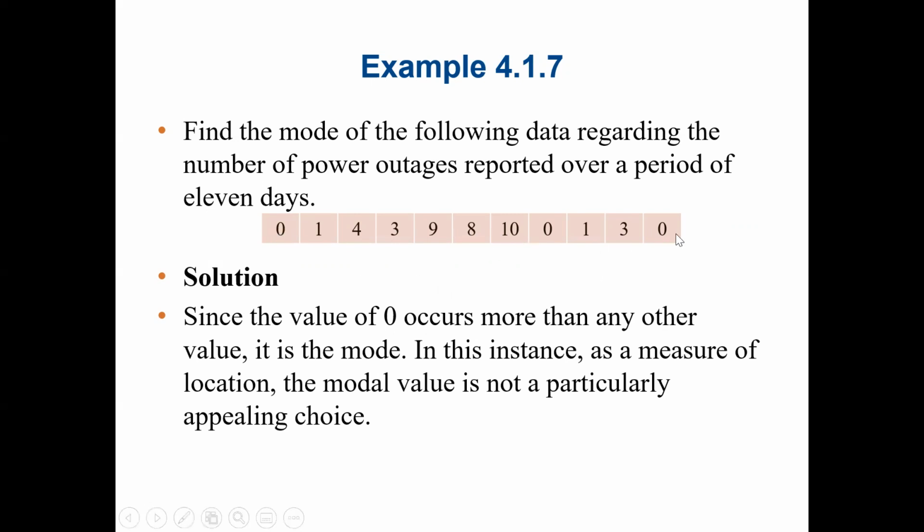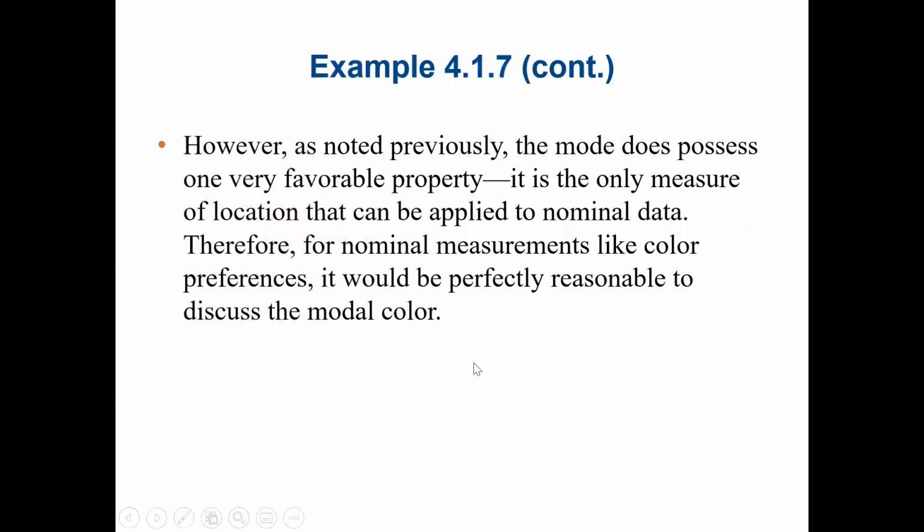So 0 is 3 times. So the mode will be 0. Here we see, however, as noted previously, the mode does possess one very favorable property. It is the only measure of location that can be applied to nominal data, because the mode is based on counting. We count the value that has the highest frequency. So for nominal measurements like color preferences, it will be perfectly reasonable to discuss the modal color.